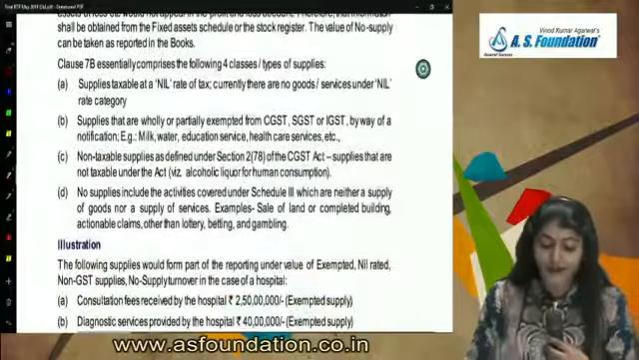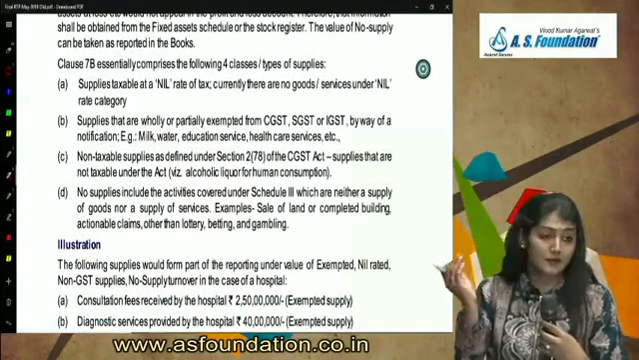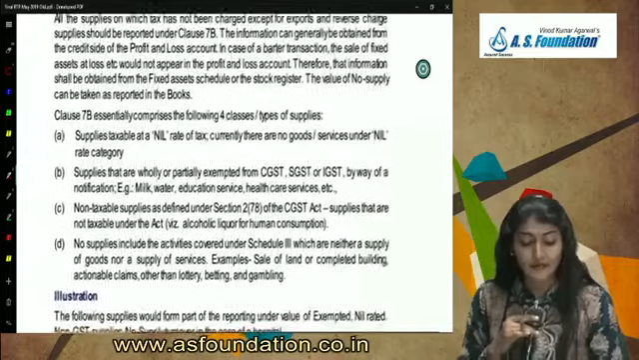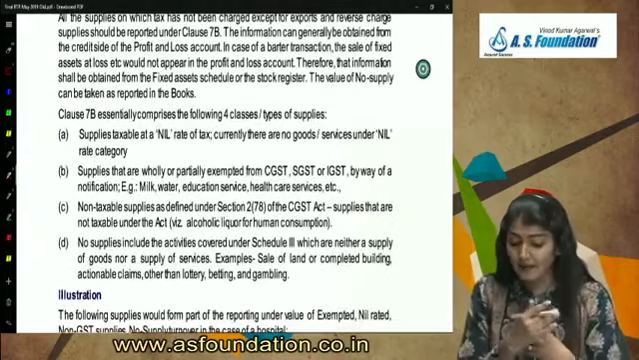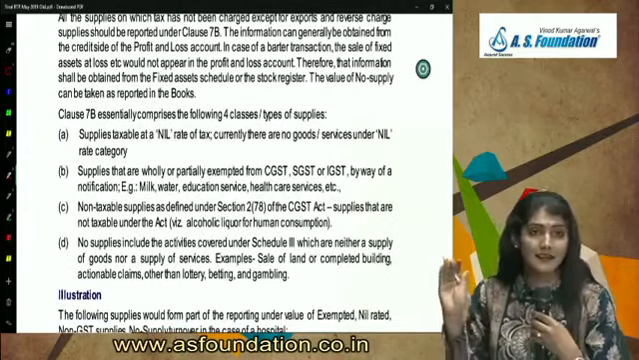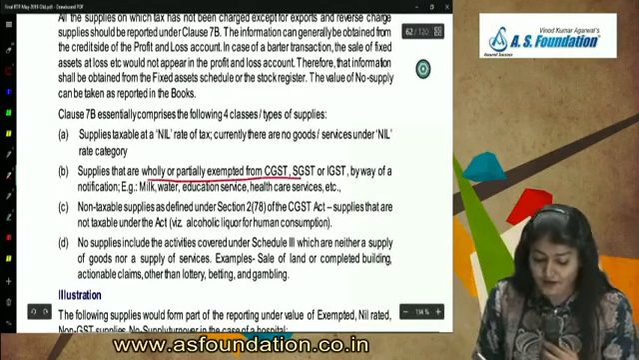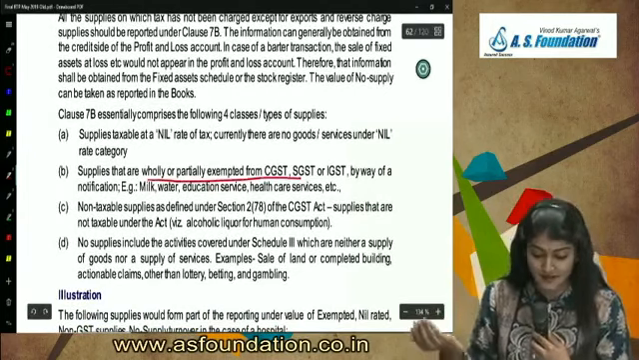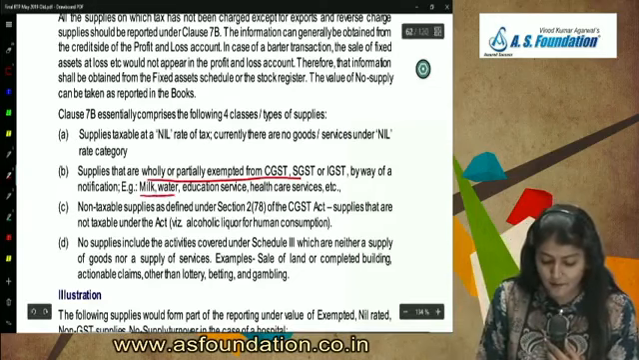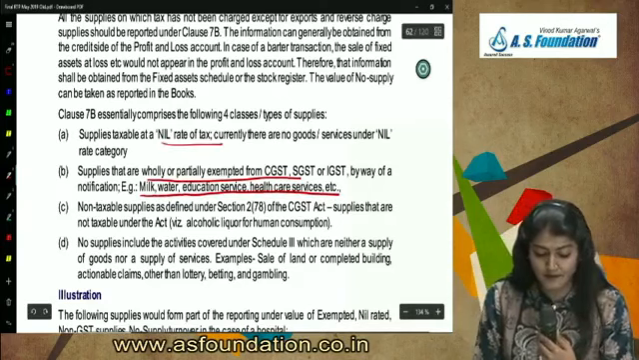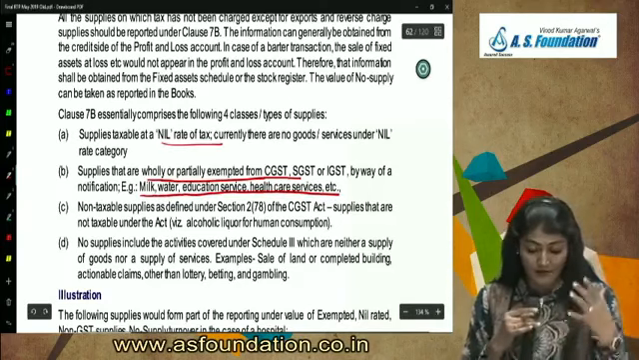Right, supplies taxable at a nil rate of tax. Again, this is there in RTP May 19. Currently, there are no goods and services under the nil rate category. Right, then supplies that are wholly or partially exempted from tax, GST, by way of a notification, for example, milk, water, education, healthcare service. So, nil rated services, exempted services, supplies.